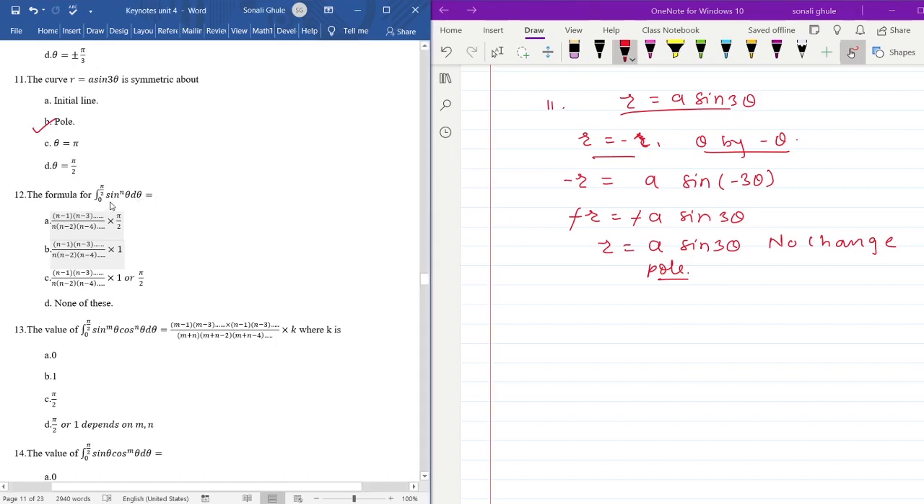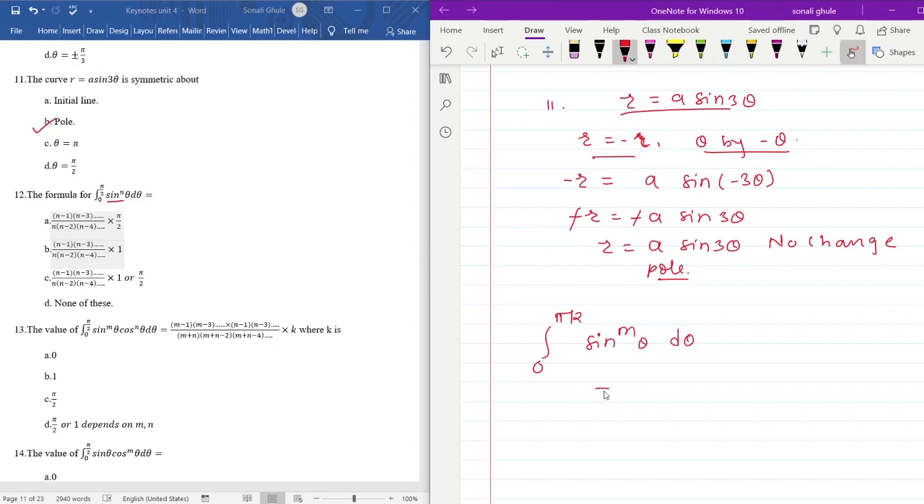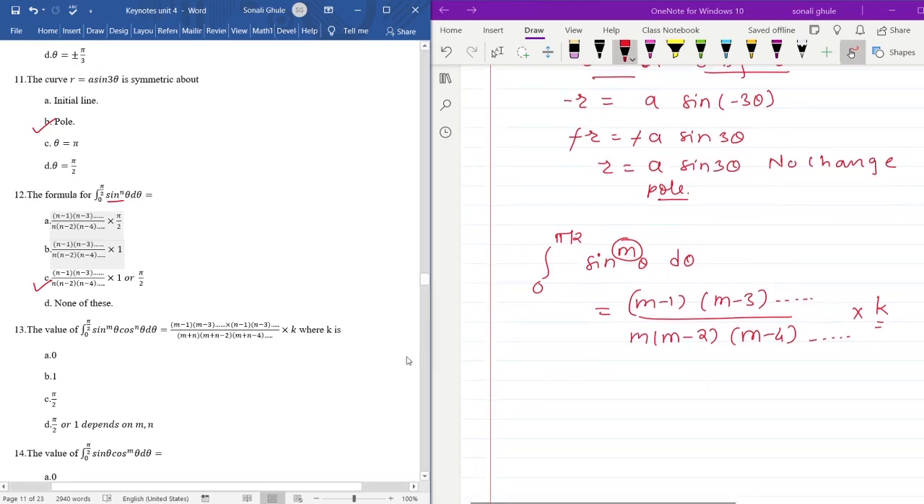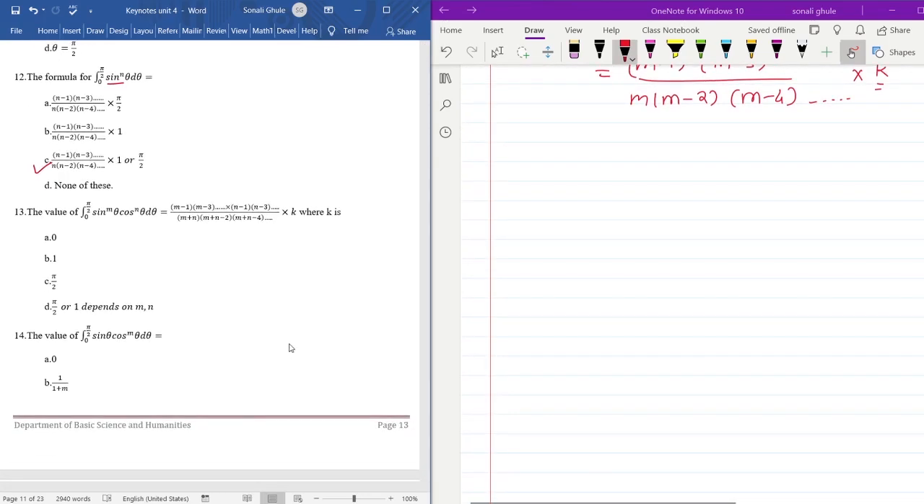Now here, that is a reduction formula. So let me write the reduction formula for sine. It is: (m minus 1)(m minus 3) and so on, over m into (m minus 2)(m minus 4) and so on, into K, where K is either 1 or pi by 2, depending on the value of m. Okay, so your correct option is C. This is the reduction formula for sin theta. Okay, now next we are going to solve our 13th question.